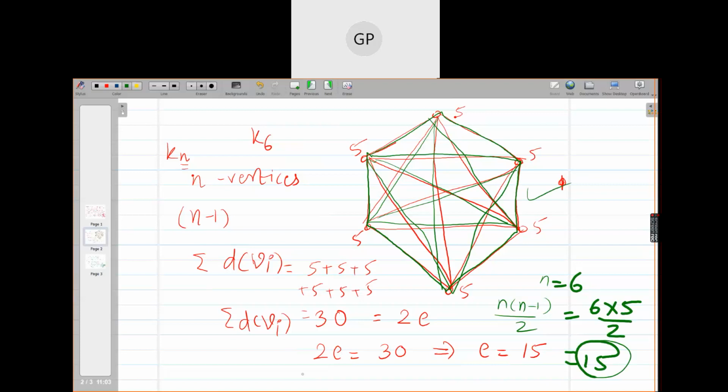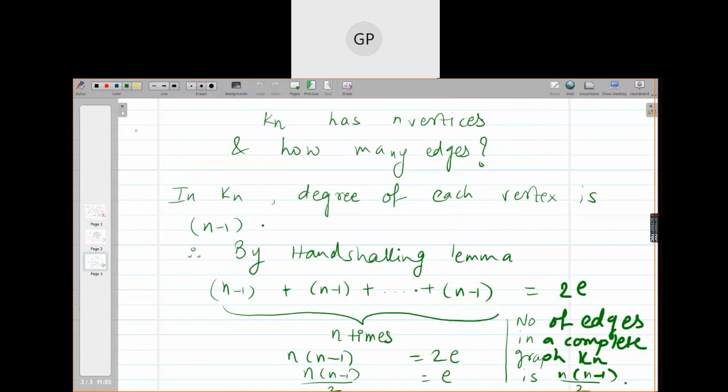So what is the use of this particular result? I told you that drawing K5, drawing K6 may be feasible. But when you go to a greater number of vertices, it becomes really complicated to draw a complete graph. If I ask you to draw a complete graph on 20 vertices, it will be a huge task and the figure will be very complicated. So if you want to count the number of edges, is it a good idea to actually draw a complete graph on 20 vertices? No. And therefore we use this formula.